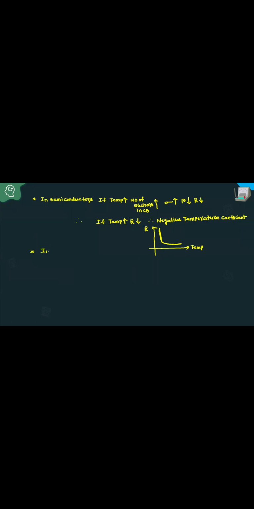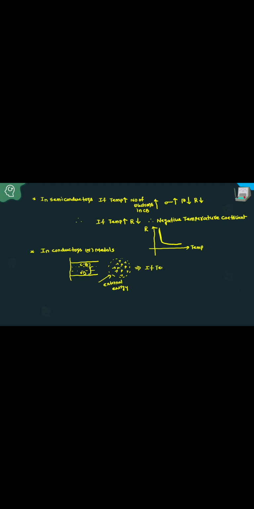But what about conductors, that is, metals? Already the valence band and conduction band overlap. This is the conduction band and this is the valence band. This is overlap. Overlap means within the conductor, the electrons are freely moving. If you apply any external energy, let the external energy be temperature.